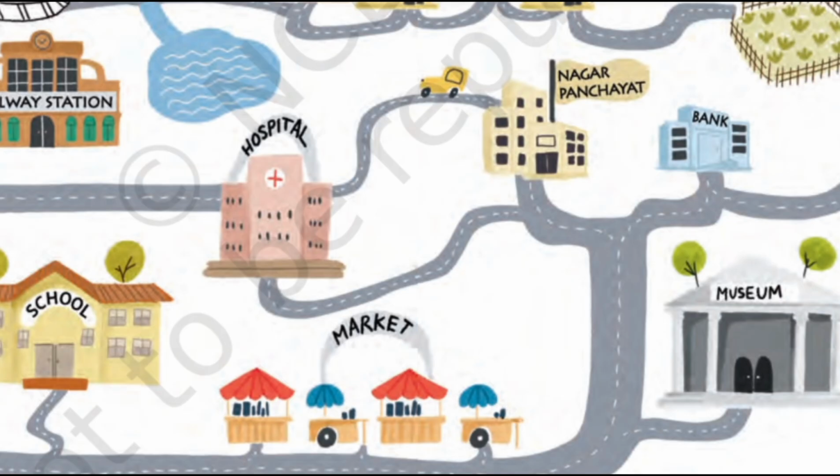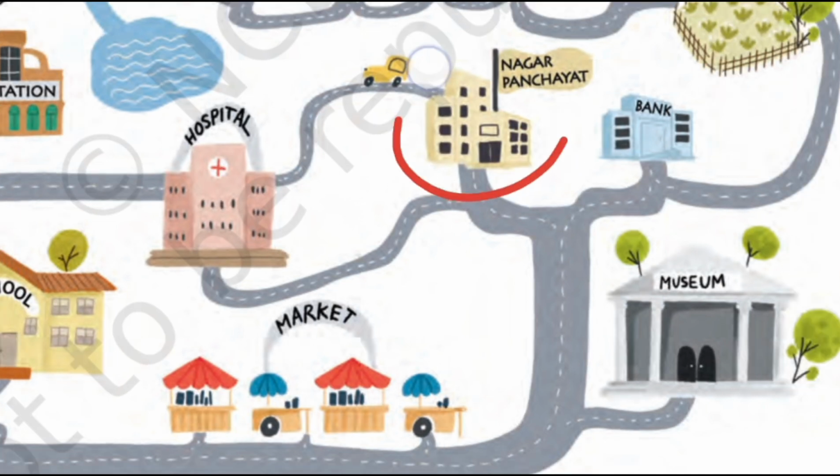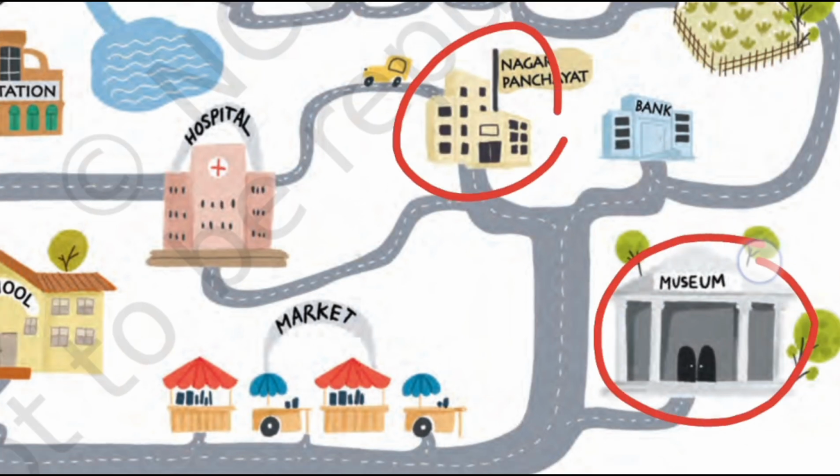You just comment the answer below. We want to find out the direction of the Nagar Panchayat with respect to the museum. So the museum is the reference point. First mark the reference point, and then draw an arrow from the reference point towards the Nagar Panchayat. So this is a direction.